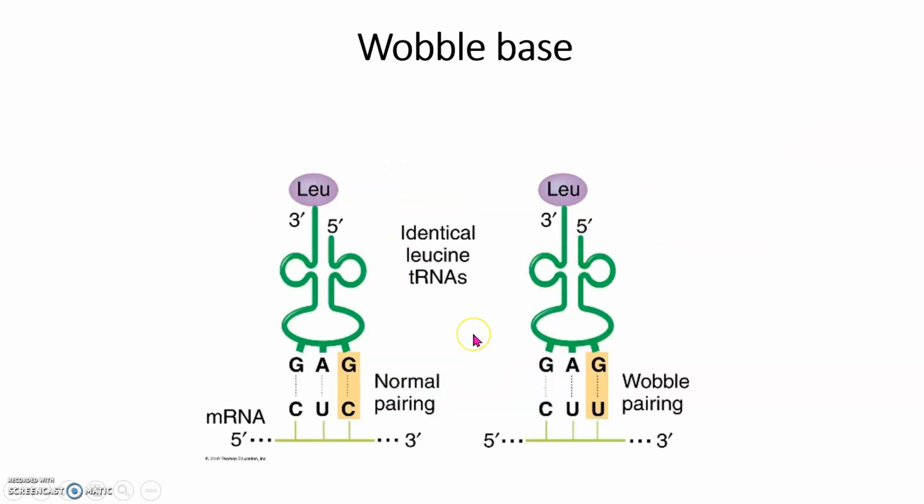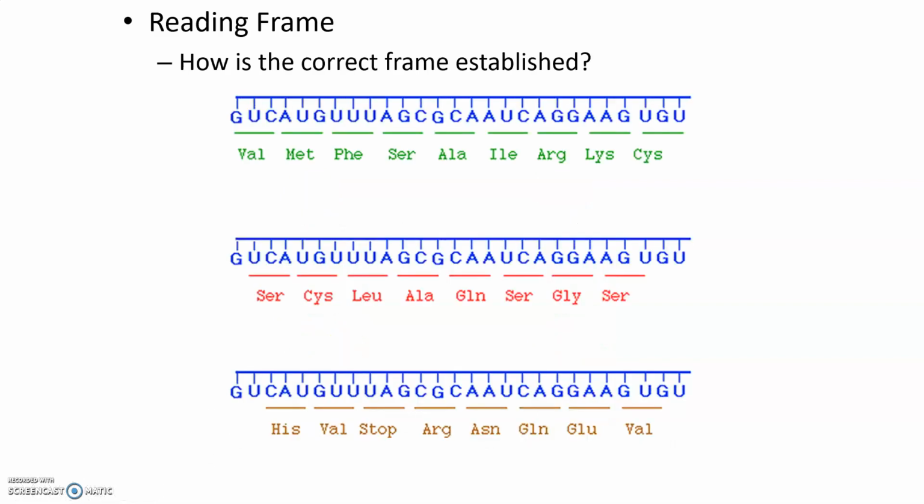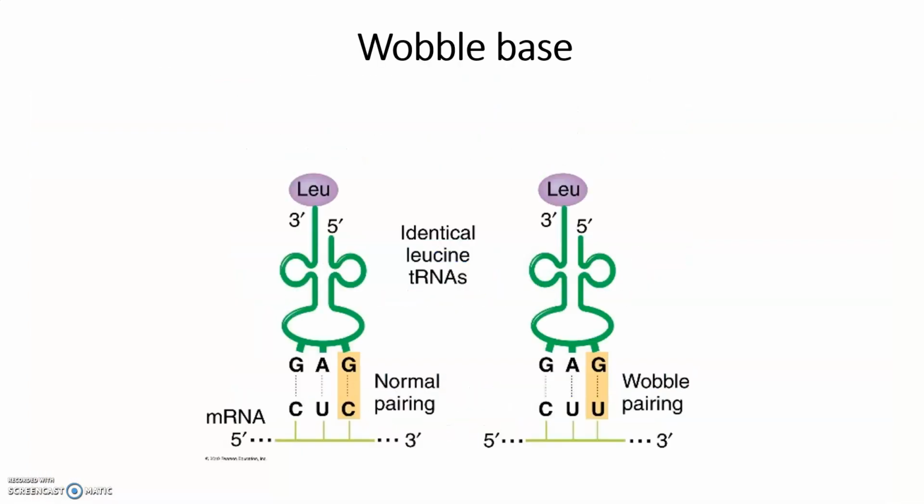We have something called wobble base pairing. Remember that there are 3 bases in a codon, and you want this to be as exact as possible, but it's possible in this 3rd one that it can wobble, or allow an incorrect base pairing. Why is that? We'll talk about it in another slide where I have a picture so you can understand wobble.